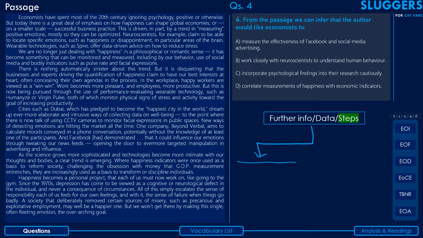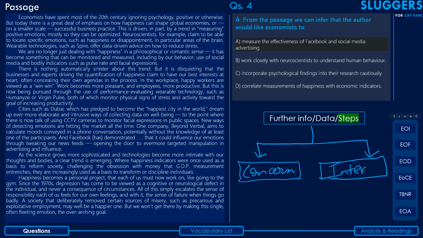wherein the option either falls in the purview of something that the author is concerned about. It should be something that concerns the author, or it has to be something that is of substantial interest to the author such that he would want to have it explored, right? So the correct option will fall in either one of these two categories. It has to be either of concern to the author, or something that the author has shown interest in. Okay, exactly.